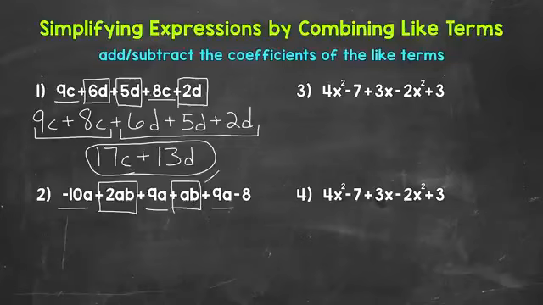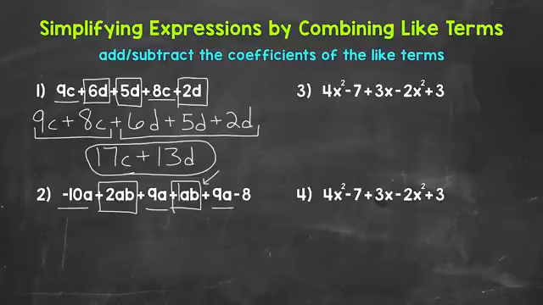Now this term right here, ab, does not have a coefficient written in front. Whenever we see this, there is an understood coefficient of 1. So this is 1ab. And we're able to write that 1 in as the coefficient. And it's helpful to do so when combining like terms. That way you know you need to combine that 1.